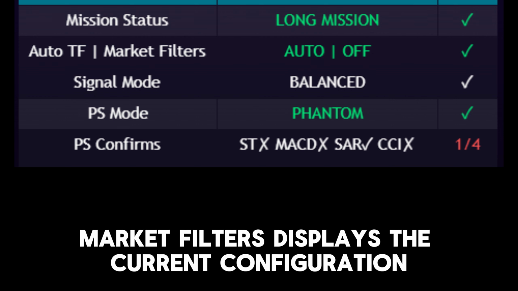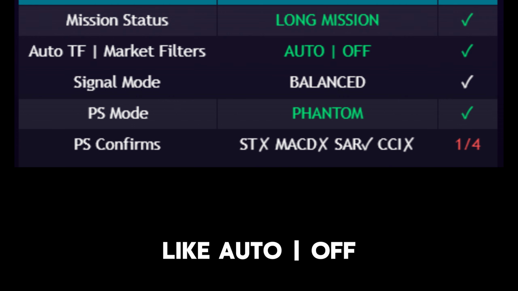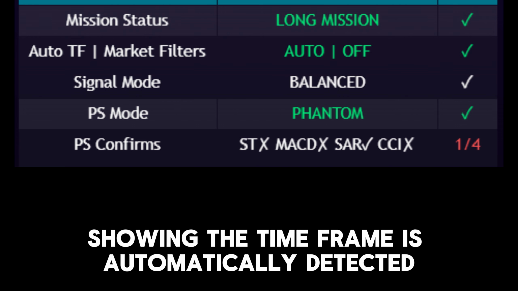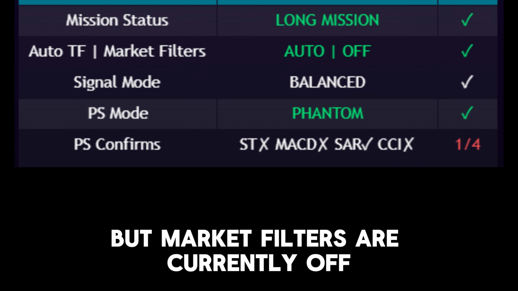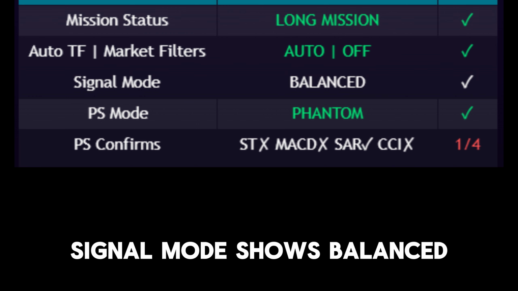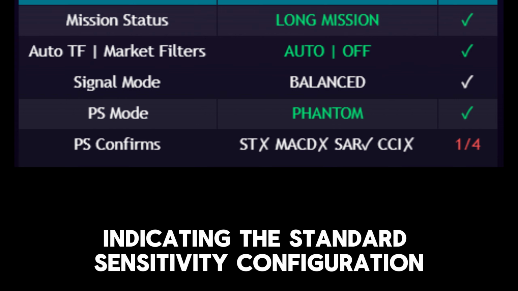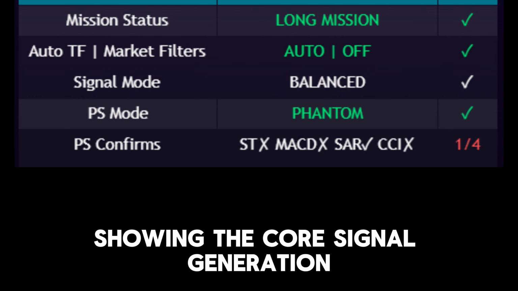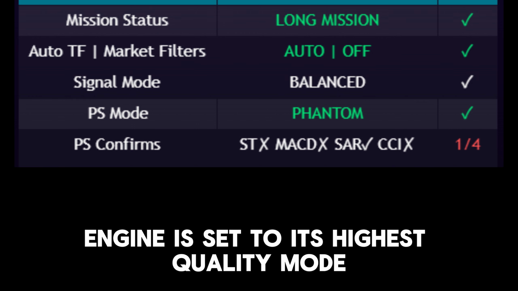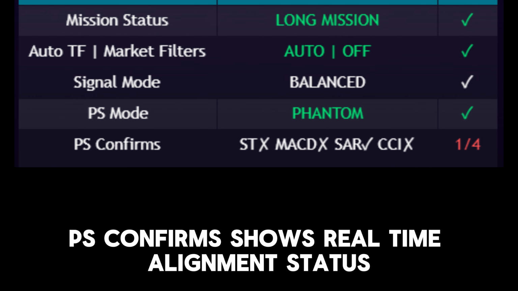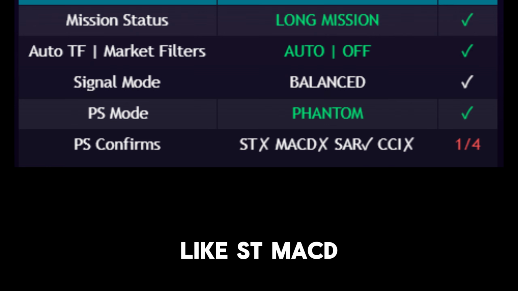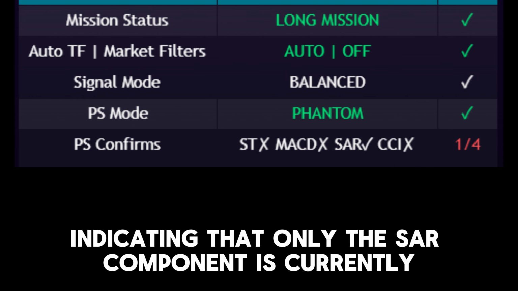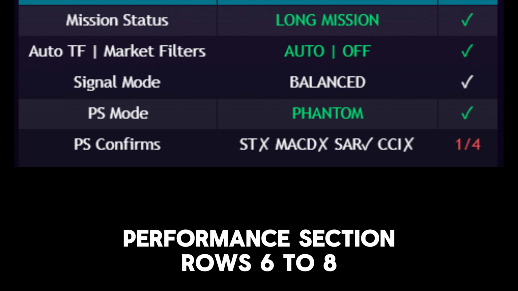Auto TF Market Filters displays the current configuration like Auto OFF, showing the time frame is automatically detected, but market filters are currently off. Shows Balanced, indicating the standard sensitivity configuration. PS mode displays Phantom, showing the core signal generation engine is set to its highest quality mode. PS Confirms shows real-time alignment status like Supertrend, MACD, SAR, CCI, 1/4, indicating that only the SAR component is currently aligned with the trade direction.